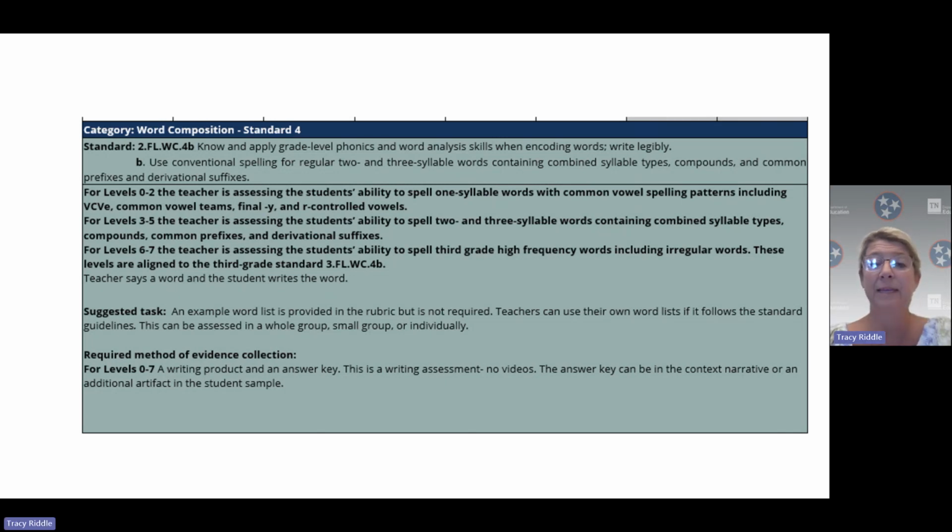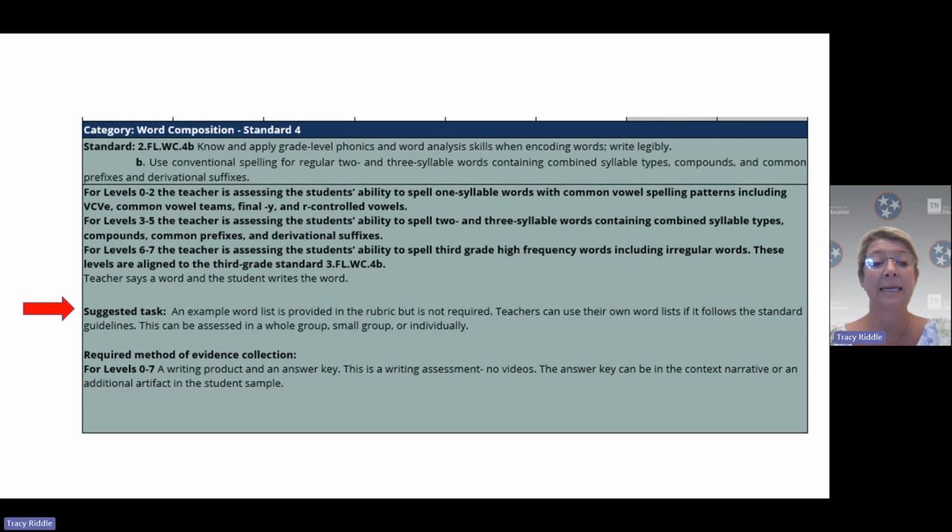To assess each of these levels, the teacher will say the word and the student will write the word on paper. We have provided an example word list in the rubric. The word list is not required. Teachers, you can use your own word list as long as it's following the standard guidelines for each of the levels. You can assess this as a whole group, in a small group, or individually.